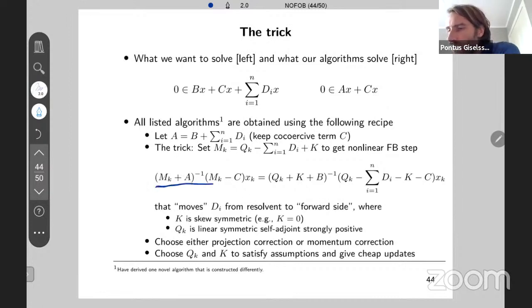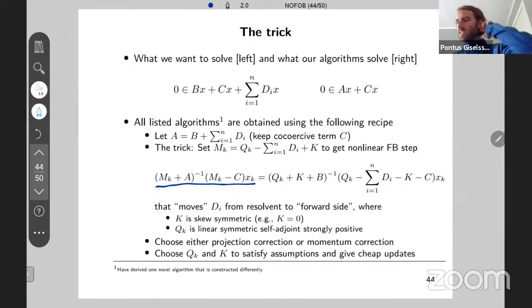So for this nonlinear resolvent, we can assume that for many algorithms K is 0, so this one is gone. If in addition we set QK equal to identity, this would be identity, this would be identity. You see that we have a pure forward-backward step, where the backward step is on B, and the forward step is on all the Di's and C. But then there might be reason to select Q differently than ID and K differently than 0.